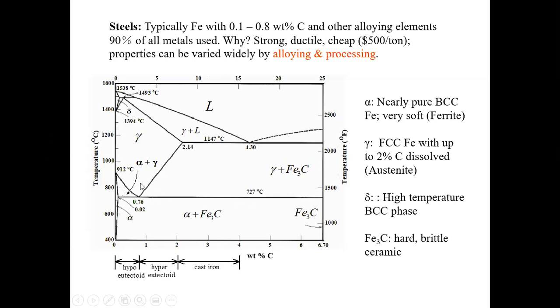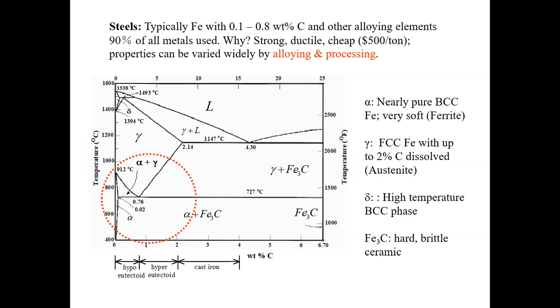One thing that I want to point out is that if you look at this region, this looks very similar to the eutectic transformation, right? Because you have a single phase, and when you cool the system, you simultaneously transform from the gamma phase to two different phases, alpha and iron carbide. But can anyone tell me, is there any difference between this particular transformation and the eutectic we just talked about? There's no liquid phase.